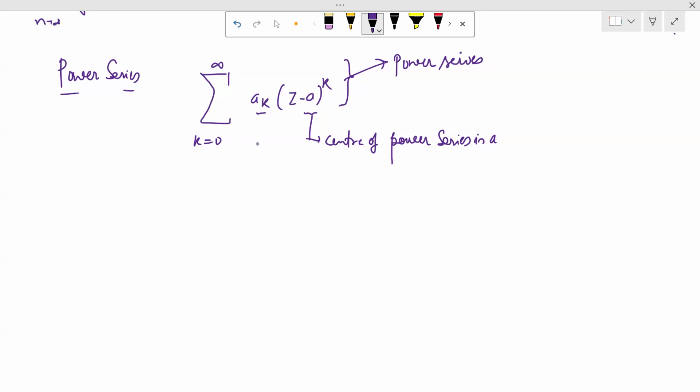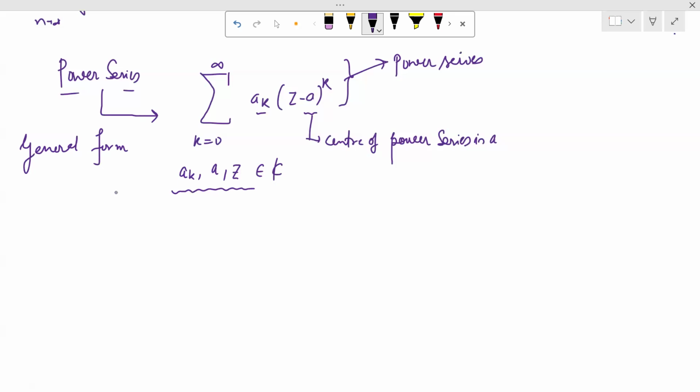But this is the general expression of the power series, where a_k, A, and z all belong to the set of complex numbers. This is the most general form of the power series. Okay, is that clear to you?